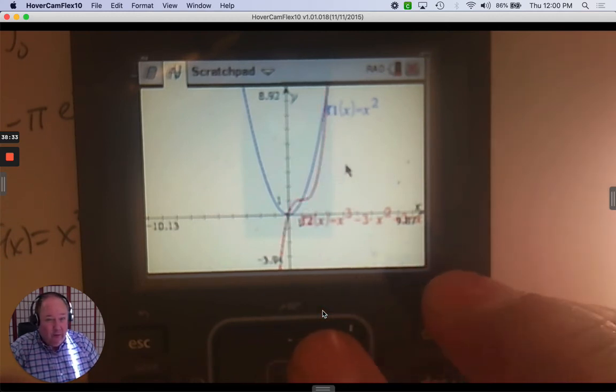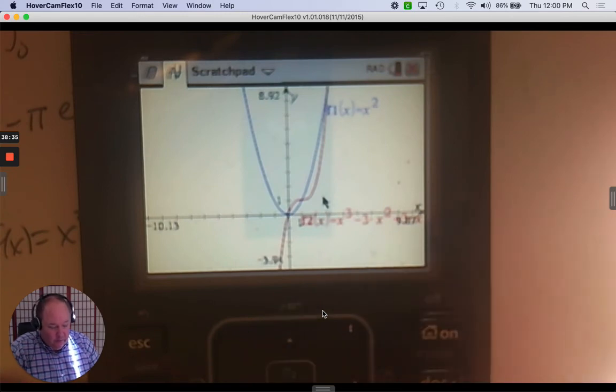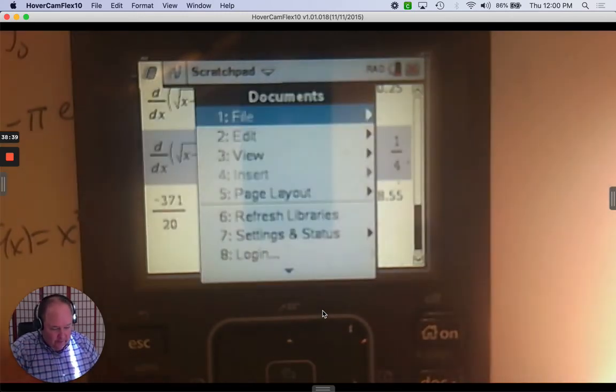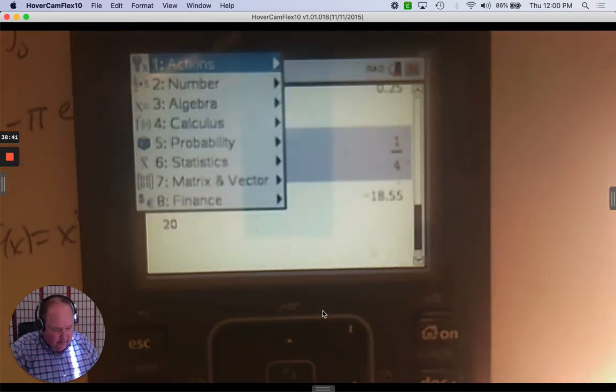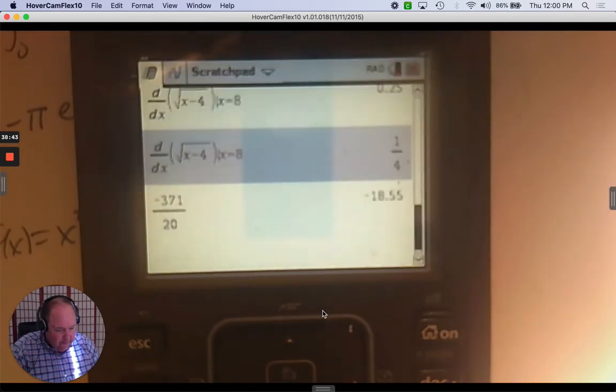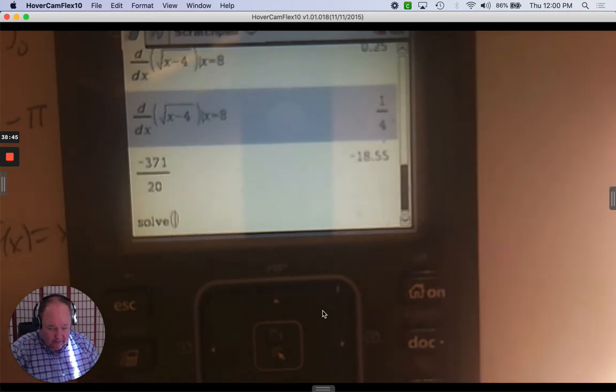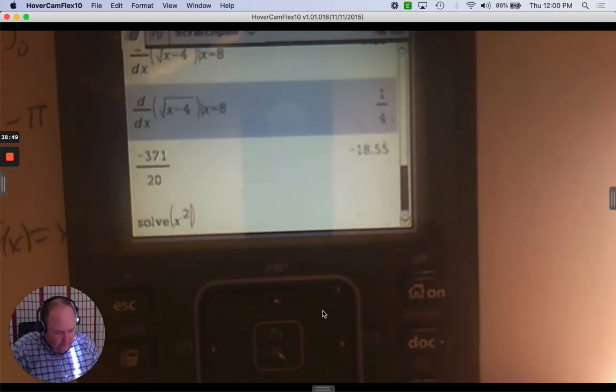But I need to know where they intersect. So let's go back here, and I'm going to solve it. I think it's just as easy to solve. So we're going to go algebra and solve. And to find where they intersect, I'm going to make them equal to each other. So x squared equals, and I'm going to type in x cubed, subtract 3x squared.